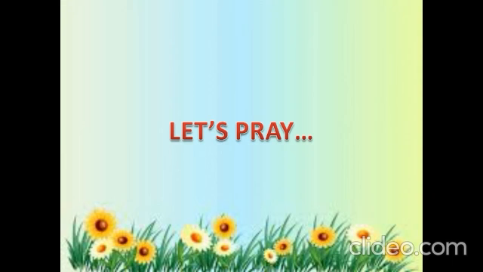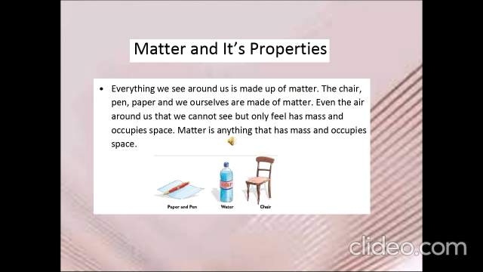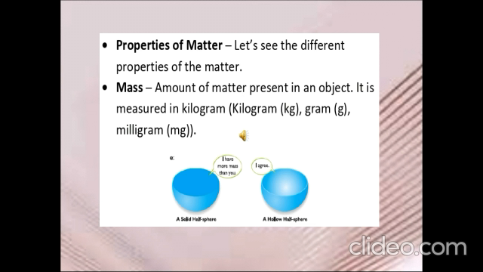Today we are going to discuss chapter 8, that is, Sorting the Materials. We had seen various topics in this chapter, right? Initially we saw matter and its properties. An object is made up of matter. It may be solid, liquid or gas, any type. So what are the properties of matter? It may contain mass, weight and volume.